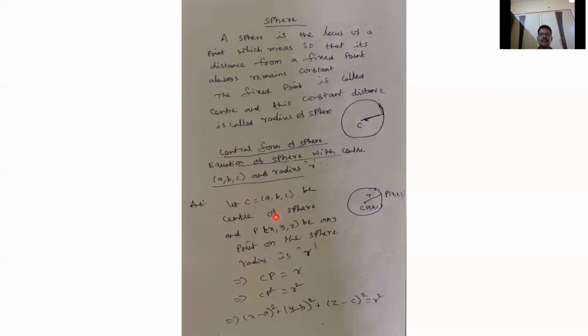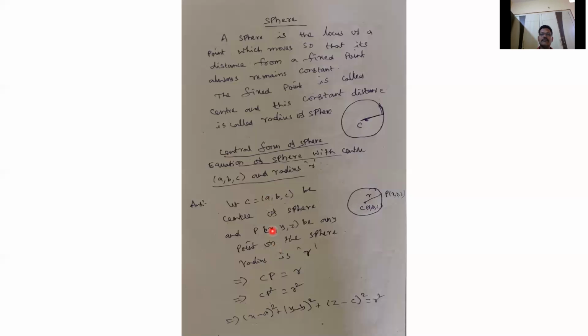So CP square means (x minus a) whole square plus (y minus b) whole square plus (z minus c) whole square. Since we square it, the root is cancelled. So CP square means (x minus a) whole square plus (y minus b) whole square plus (z minus c) whole square equal to r square. Finally, the central form of the sphere, the equation of the sphere with center (a, b, c) and radius r, is (x minus a) whole square plus (y minus b) whole square plus (z minus c) whole square equal to r square.